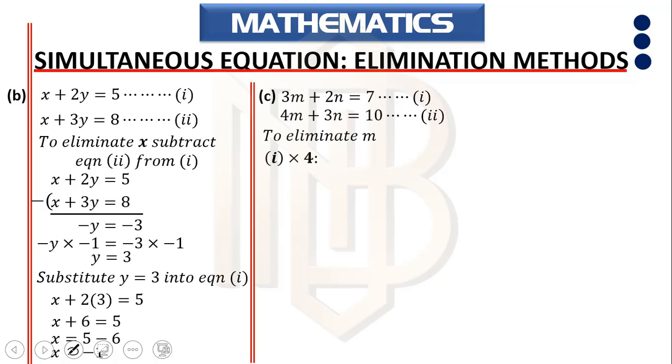Equation 1 multiplied by 4. Of course, if it's multiplied by 4, 4 times this will give us 12m, and 4 times 2n will give us 8n, while 4 times 7 is 28. Okay, so now we do the same thing for the other one. Don't forget, we said this times 4 and this times 3, which is what we are doing here. So equation 2 times 3, what is it going to give us? That means we have 12m plus 9n equals 30.